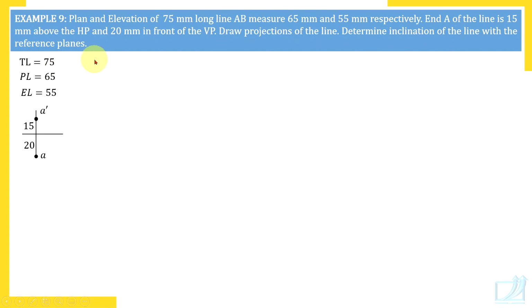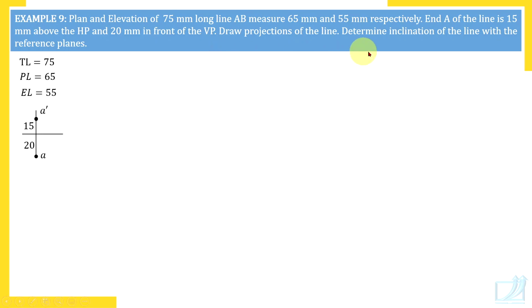What do you mean by that? Inclination of line with HP, that is theta. True length front view A dash B1 dash will give you that angle. And phi is angle of true length top view. AB2 will give you that angle phi. Okay, so these angles are to be measured.